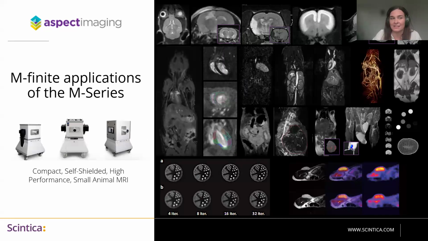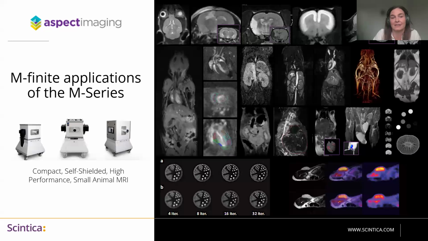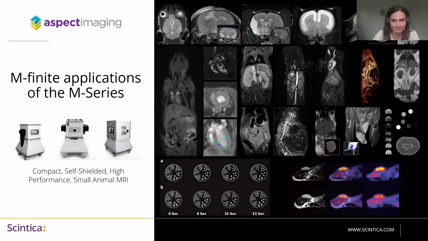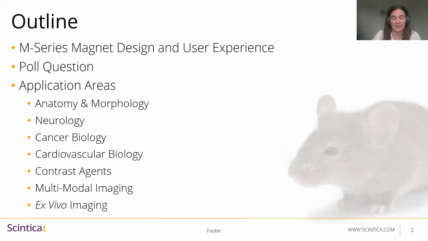Thank you all for attending today to talk about the infinite applications of the M-series compact MRI. Just a quick outline: we'll review the M-series magnet design and the user experience. We'll then go to a poll question, and the main focus of today's webinar will be the application areas, which range from anatomy, morphology, cardiovascular biology, cancer. We'll review all of that shortly.